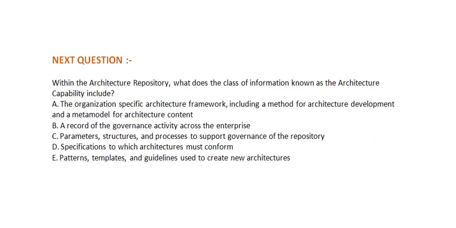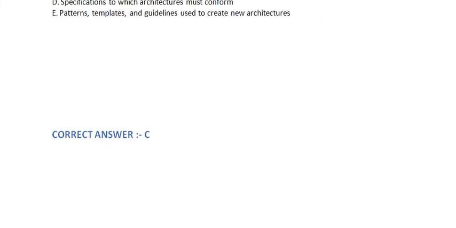Next question is, within the architecture repository, what does the class of information known as the architecture capability include? Option A, the organization's specific architecture framework, including a method for architecture development and a meta model for architecture content. Option B, a record of the governance activity across the enterprise. Option C, parameters, structures, and processes to support governance of the repository. Option D, specifications to which architectures must conform. And option E, patterns, templates, and guidelines used to create new architectures. The correct answer is option C.